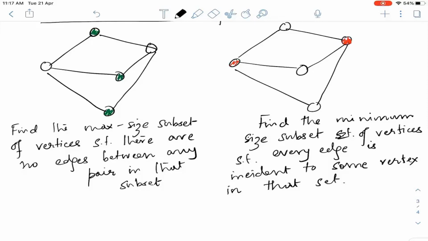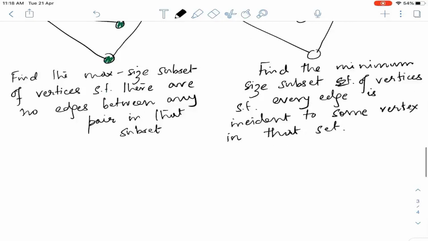Now we will see that we can reduce the problem of solving independent set, or maximum independent set, to essentially solving the minimum vertex cover problem. But before that, I need to introduce you to what we call decision problems.